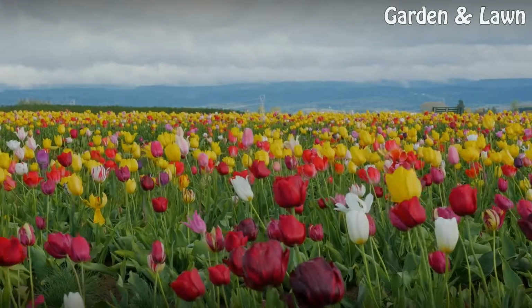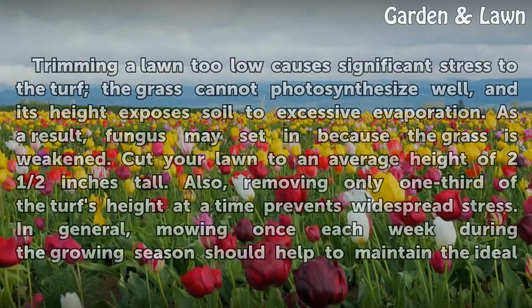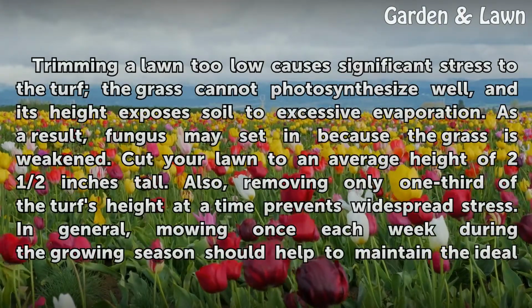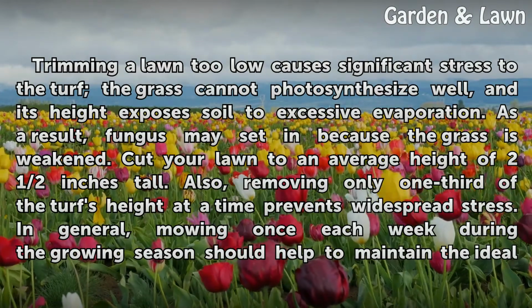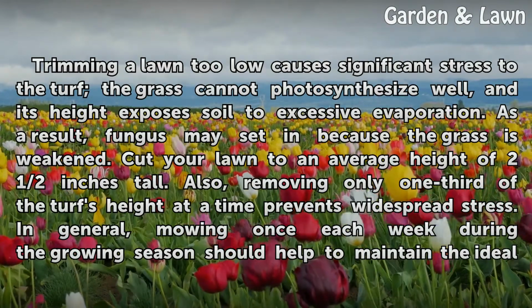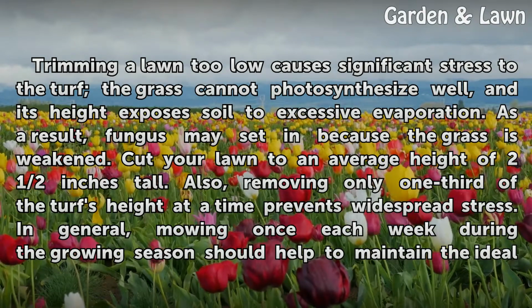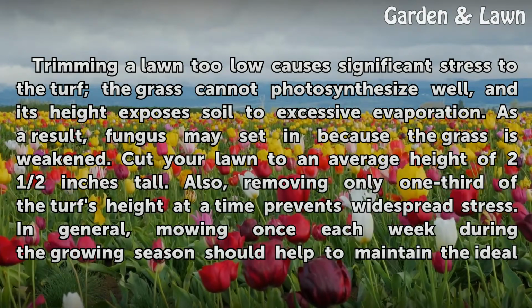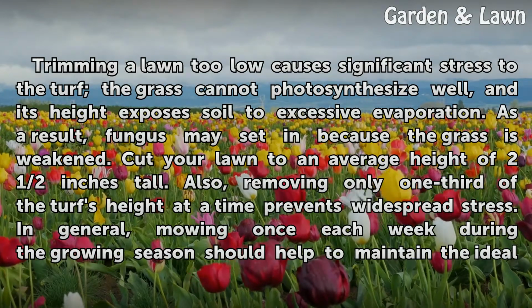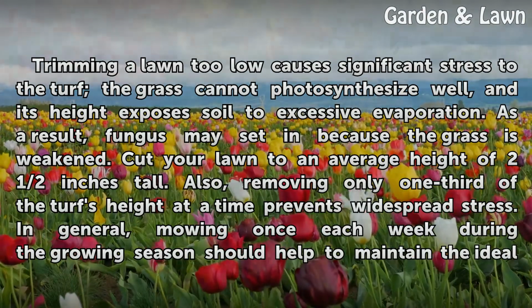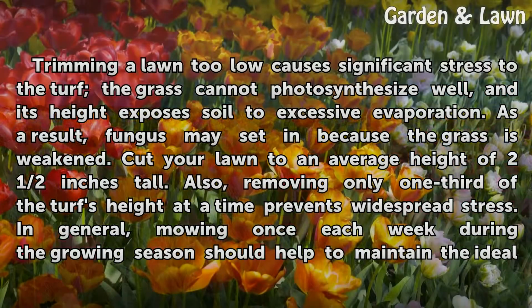Height. Trimming a lawn too low causes significant stress to the turf. The grass cannot photosynthesize well, and its height exposes soil to excessive evaporation. As a result, fungus may set in because the grass is weakened. Cut your lawn to an average height of 2.5 inches tall. Also, removing only 1/3 of the turf's height at a time prevents widespread stress.